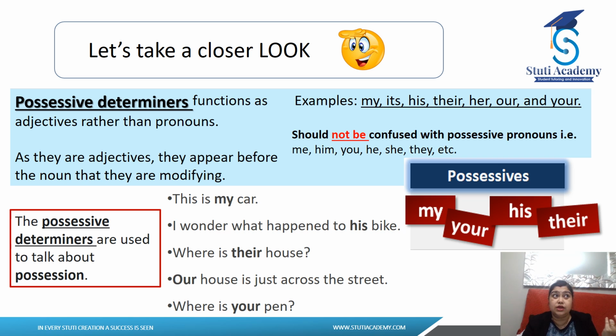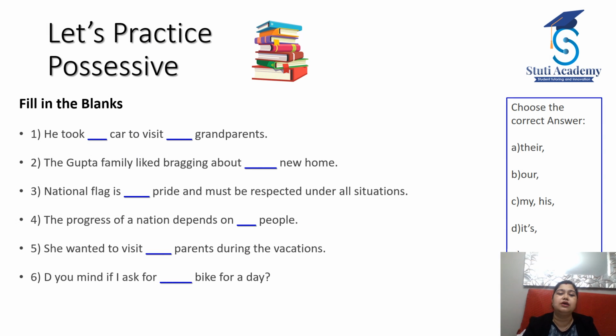We're looking for the house. Where is their house? Our house is just across the street. It is our house. Where is your pen? So you're talking about your pen. Okay. Now again we have the practice questions.